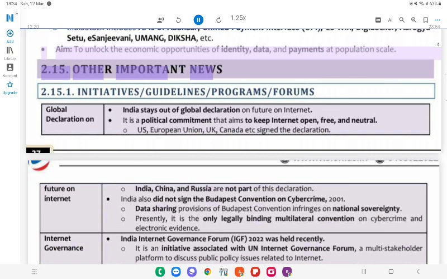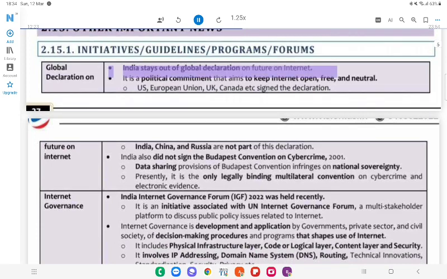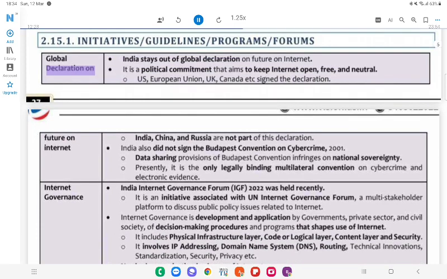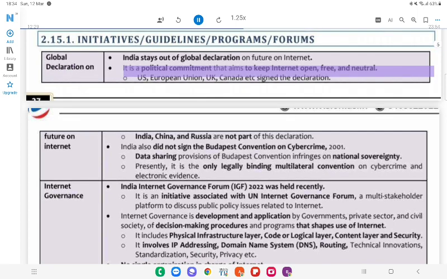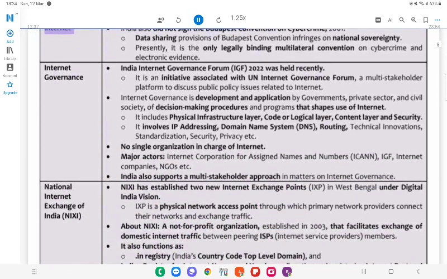2.15. Other important news. 2.15.1. Global: India stays out of the Global Declaration on the Future of the Internet. The Declaration is a political commitment that aims to keep the Internet open, free, and neutral. Signatories include the US, European Union, UK, Canada, etc. Not signed by India.